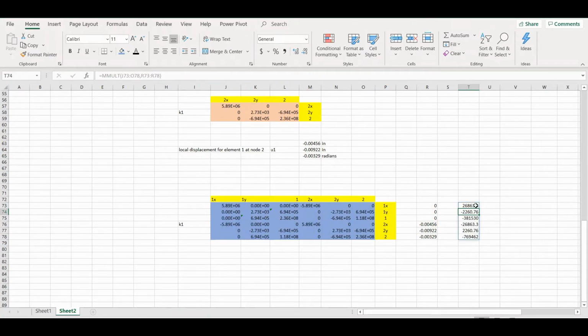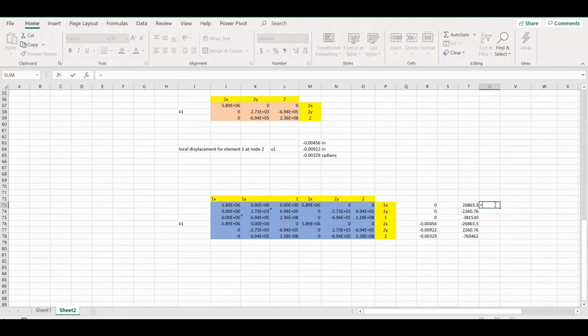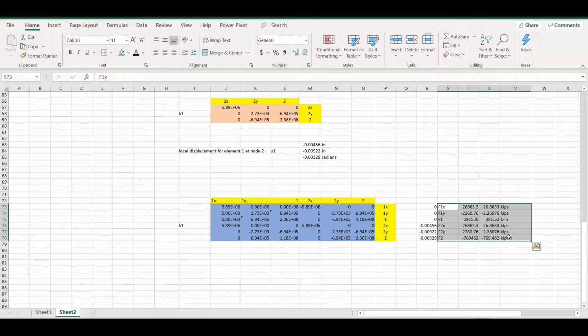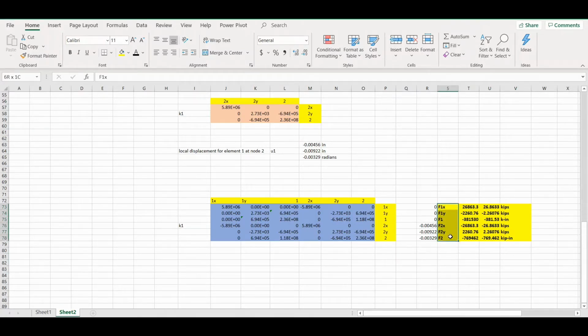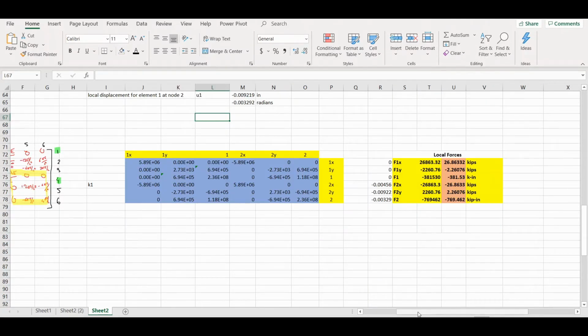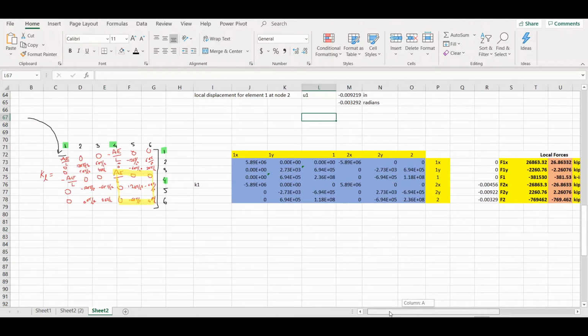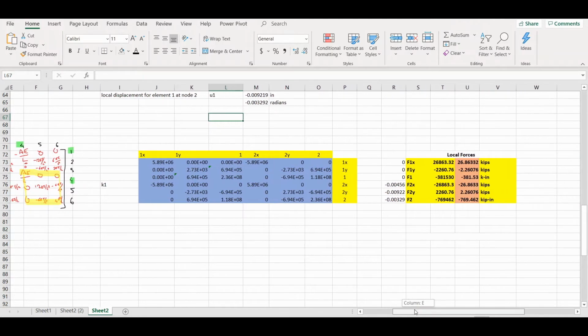What we have here is in pounds, so you can just divide this by 1000. I'll just divide it here. This one divided by 1000. These are our forces which are acting at node 1 and node 2. We have to follow a similar procedure for element number 2.